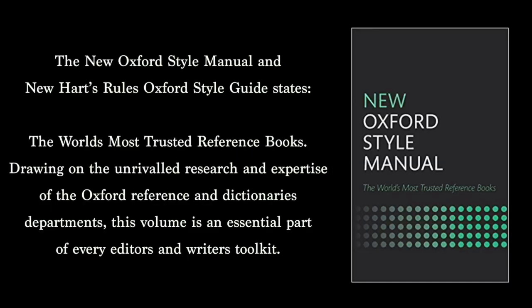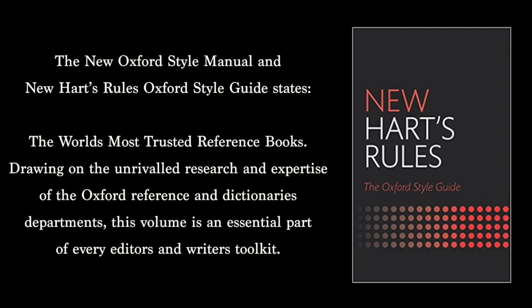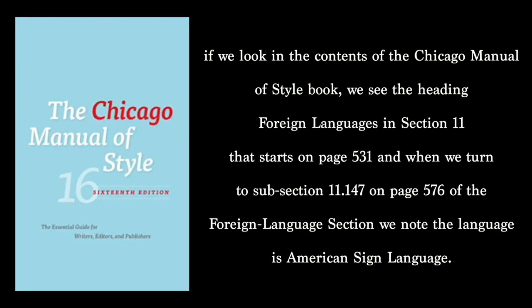The New Oxford Style Manual states, the world's most trusted reference books, drawing on the unrivaled research and expertise of the Oxford Reference and Dictionaries departments. This volume is an essential part of every editor's and writer's toolkit. If we look in the contents of the Chicago Manual of Style book, we see the heading Foreign Languages in section 11 that starts on page 531.